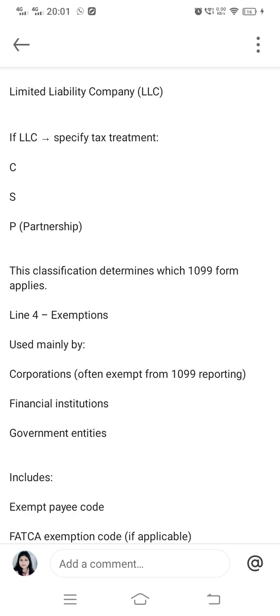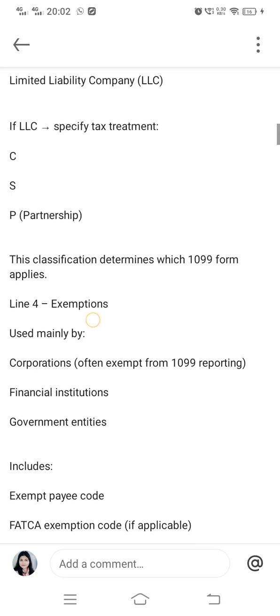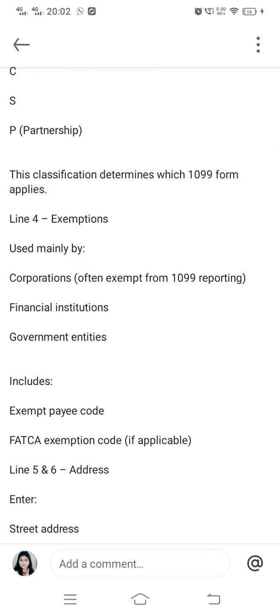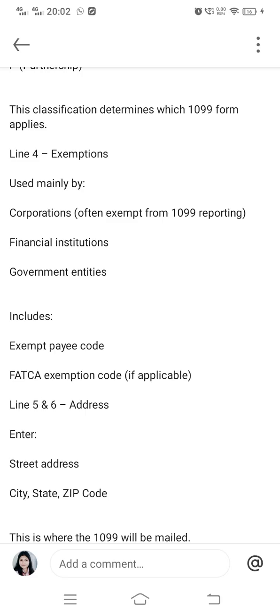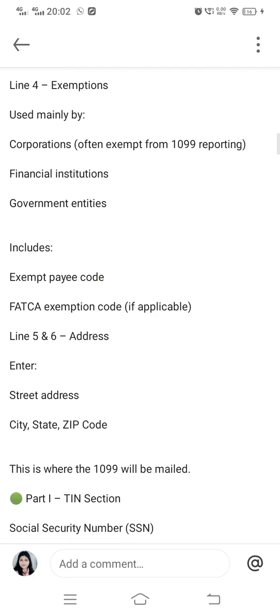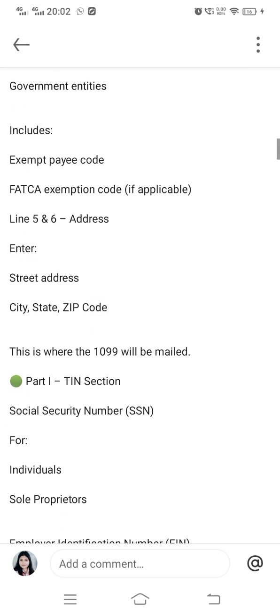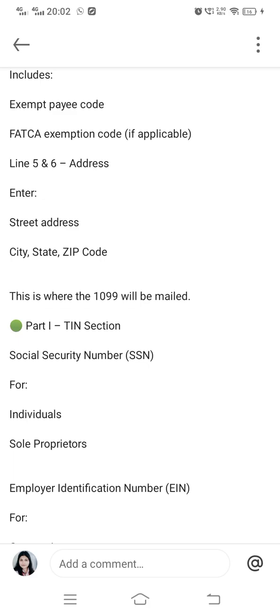Now comes line 4, exemption, used mainly by corporations, often exempt from 1099 reporting, financial institutions, government entities. Include payee code, FATCA exemption code if applicable. Now line 5 and 6 is address. You have to mention your address, enter street address, city, state, and zip code. This is where the 1099 will be mailed.